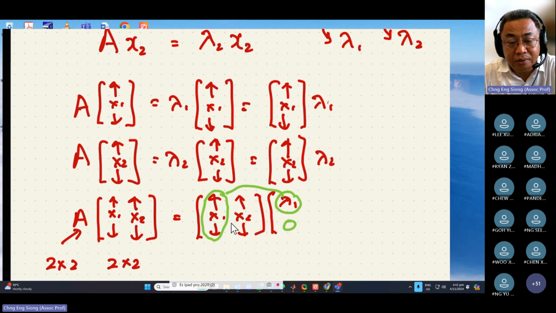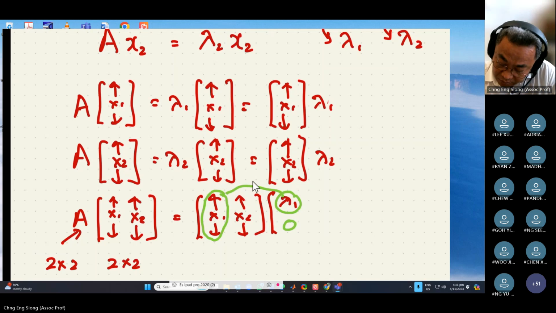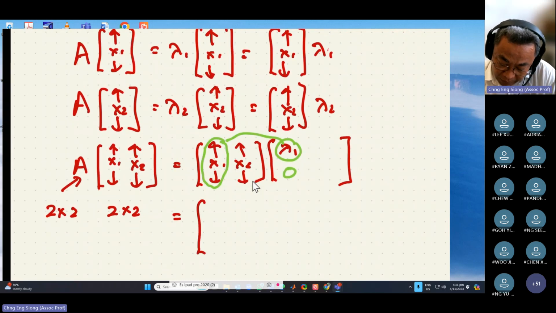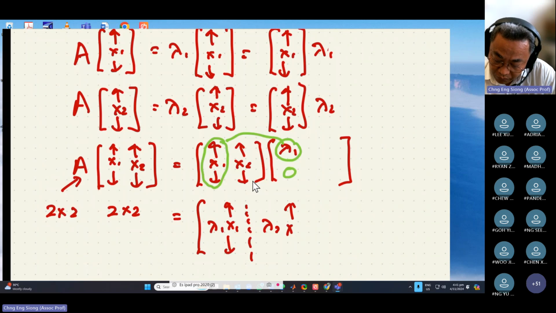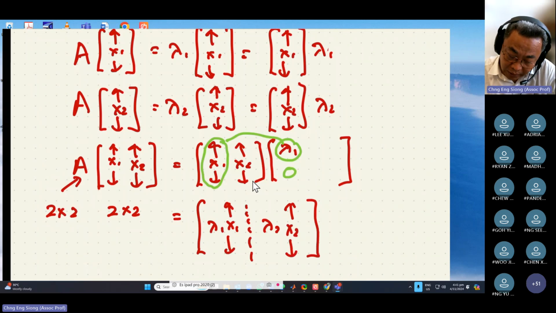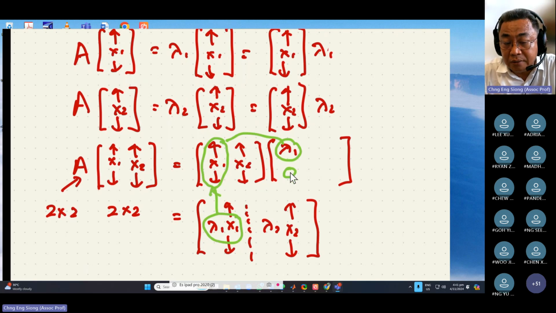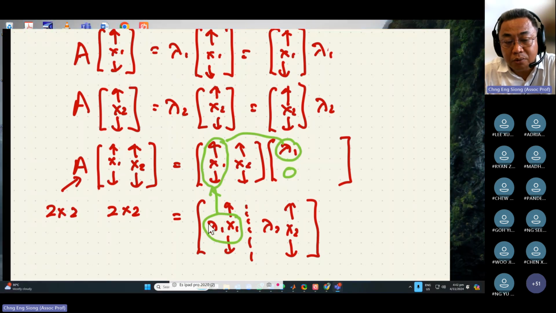Now if I have a matrix with x1 and x2 here, later on you will realize that I'm trying to generate lambda 1 x1 for my first column, lambda 2 x2 for my second column. But how do I get this? It is simply lambda 1 and 0 multiplying by these two columns. Lambda 1 will multiply by this column to get lambda 1 x1. The second column is not used, so I put a 0 there.